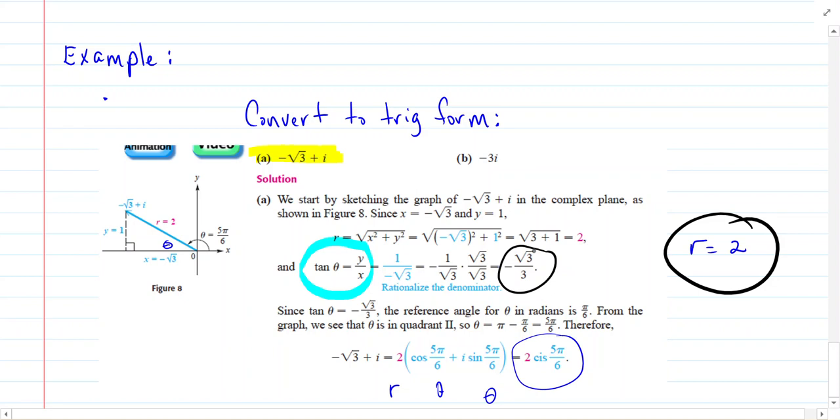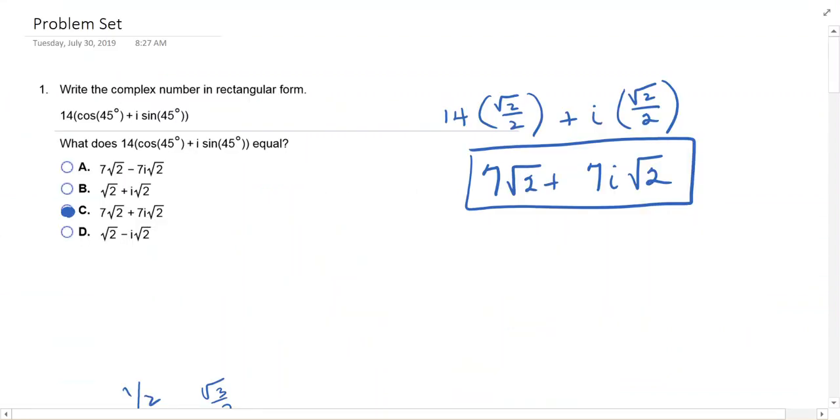Well, if tan is that, the reference angle for that is pi over 6. But because we're in quadrant 2, and that's really, really important, it's 5 pi over 6. So you have 2 as your r, cosine 5 pi over 6 plus I sine 5 pi over 6, or 2 cis 5 pi over 6. So we now have a method to go from trig to rectangular and from rectangular to trig. So let's go look at the problem set.